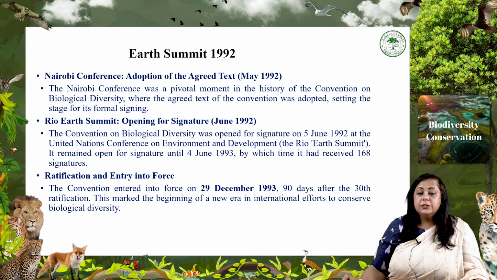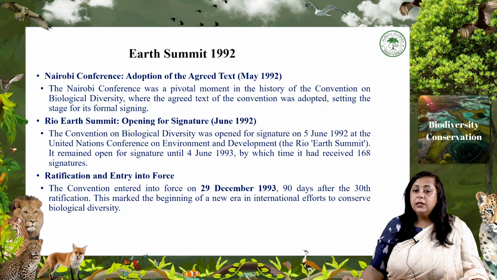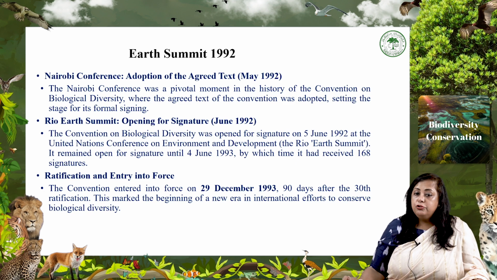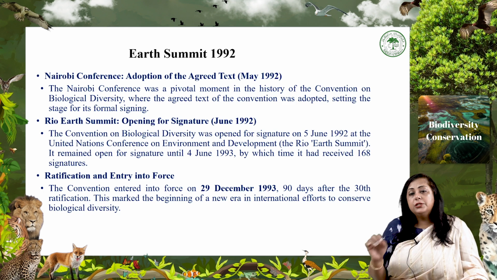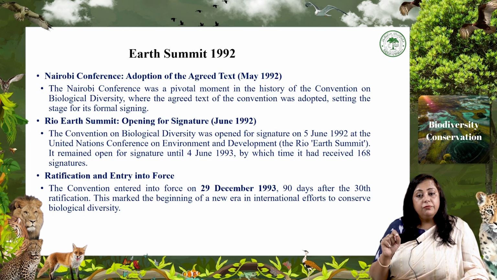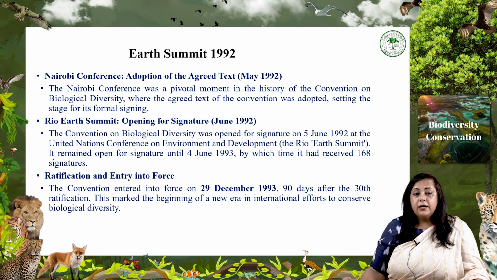The Convention on Biological Diversity was opened for signature on 5th June 1992 at the United Nations Conference on Environment and Development, the Rio Earth Summit. It remained open for signature until 4th June 1993, by which time it had received 168 signatures. This was a record number of signatures for any convention at the time. Ratification and entry into force. The convention entered into force on 29 December 1993, 90 days after the 30th ratification. This marked the beginning of a new era in international efforts to conserve biological diversity.